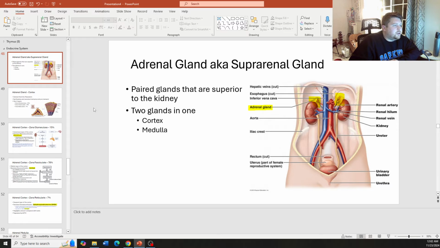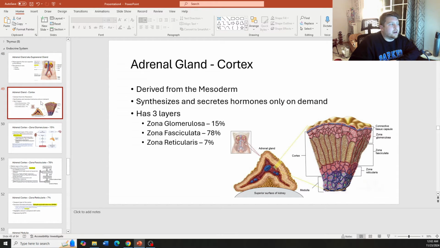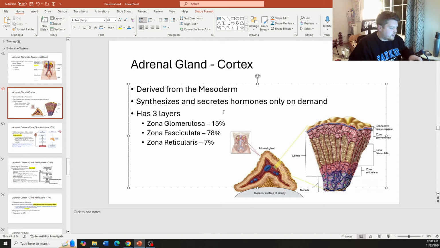And it's really two glands in one. The outer portion is the cortex, and the inner portion is the medulla. We're going to start by talking about the cortex. You can see here, outer portion, take a slice. The cortex is all this part, and the medulla is the inside. The cortex is derived from mesoderm. Easy test question right there, I promise.